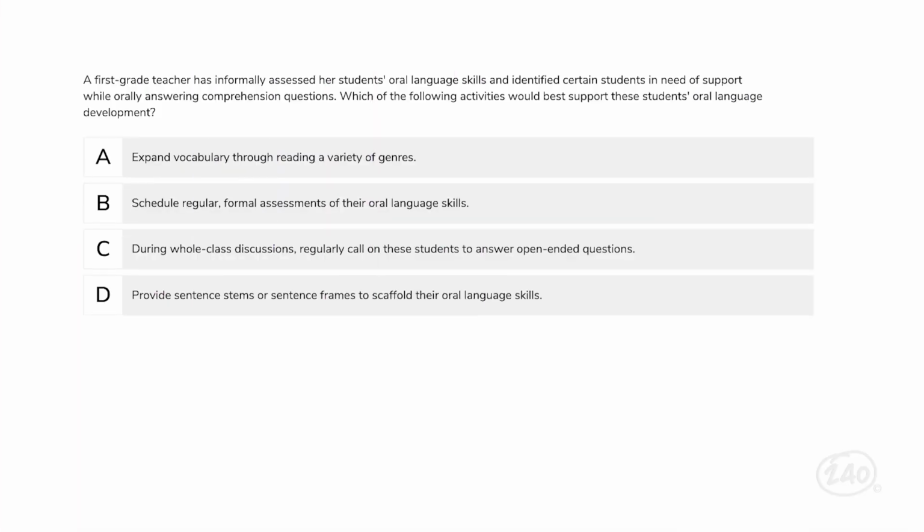Here's one from the first competency, oral language. A first grade teacher has informally assessed her students' oral language skills and identified certain students in need of support while orally answering comprehension questions. Which of the following activities would best support these students' oral language development? Expand vocabulary through reading a variety of genres. Schedule regular, formal assessments of their oral language skills. During whole class discussions, regularly call on students to answer open ended questions. Provide sentence stems or sentence frames to scaffold their oral language skills.